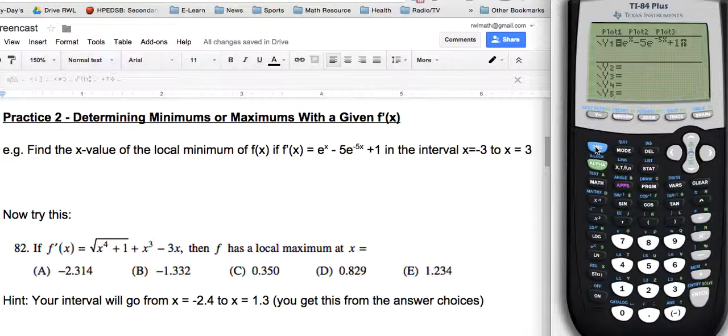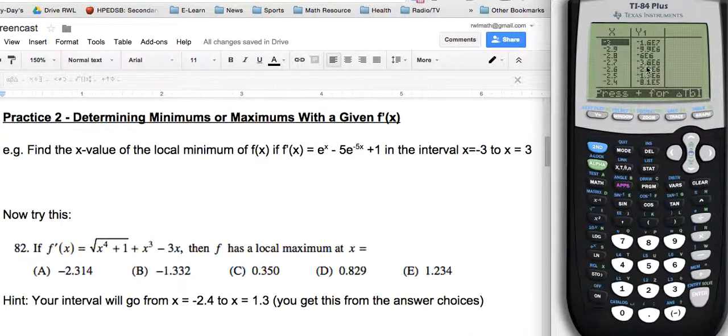So let's take a look at the table. Second function, table setup. I probably want my table to start at, look what it says here, -3. So I'm going to start my table at -3, and I've got to go all the way up to 3. I'm going to go by 0.1s. And now I've done that, I'm going to go second and table.